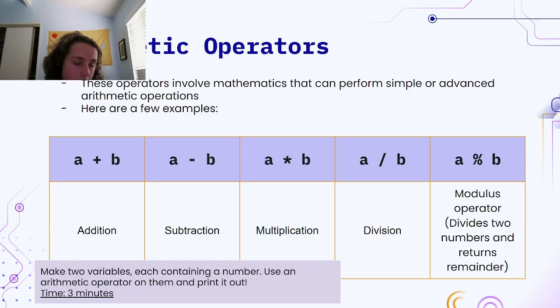This one can be y, or if you already have a y, do a, b, c. Literally any name can work. You can call it Gibrati spatula, and it'll still work. But I want you to make two variables which are each equal to a number. They should be integers just to make it simpler. And then use an arithmetic operator on them and print it out.